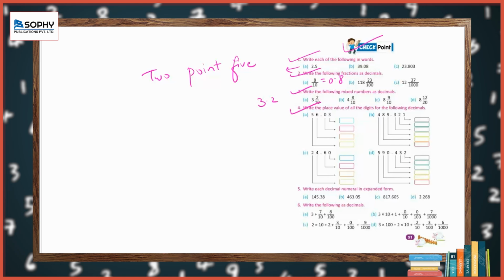In the next one, we have to write the place value for all the digits of the decimal, so it will be, very good, students, this is 3 by 100. It will remain 0, 6 and 50. Now in the next one, we have to write each decimal numeral in expanded form. So 145.38 can be written as 100 plus 40 plus 5 plus 3 by 10 plus 8 by 100. In the next one, we have to write the following as a decimal, so it will become, very good, students, 3.78.